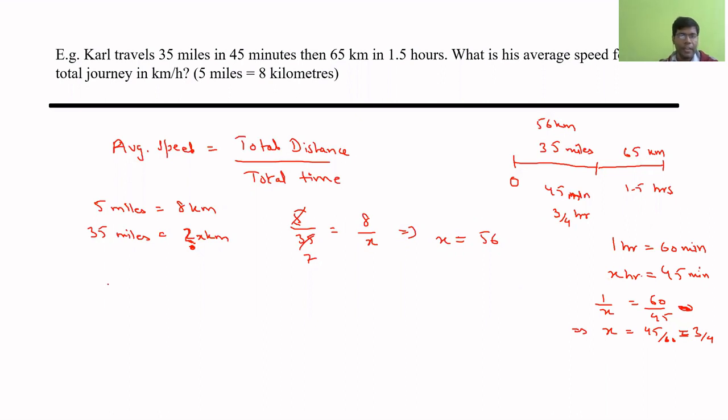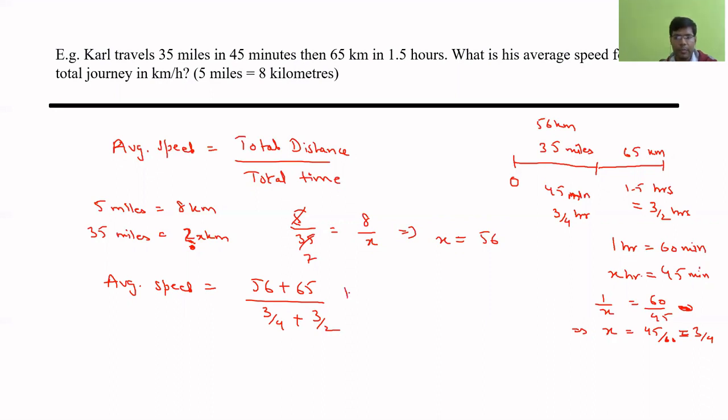Okay, so my average speed, AVG is average speed, is equal to total distance. Total distance is how much? 56, and then this is 65, by 3 by 4 plus 1.5. 1.5 is nothing but 3 by 2 hours. 1.5 can be written as 3 by 2. So let us write in that way. So this is 3 by 2.